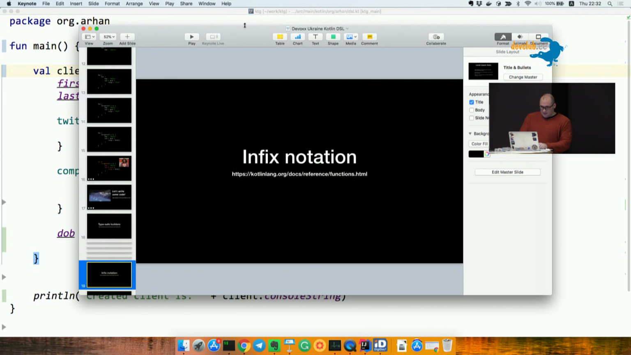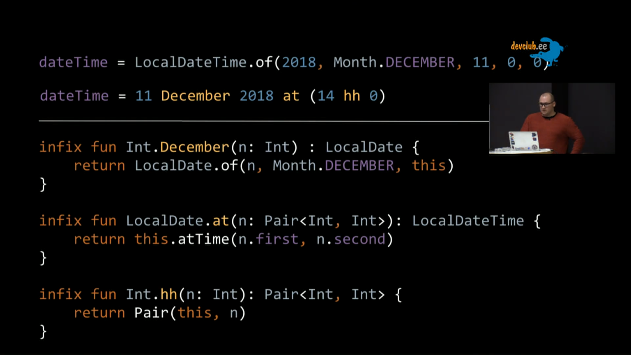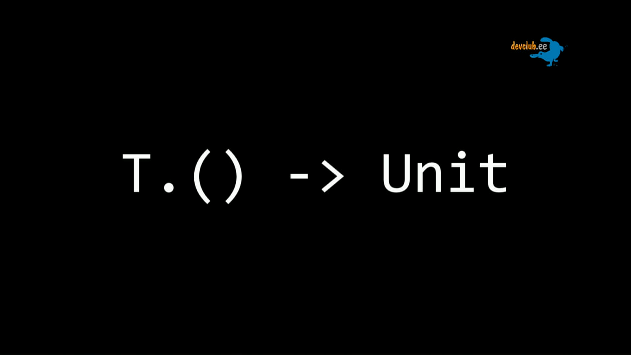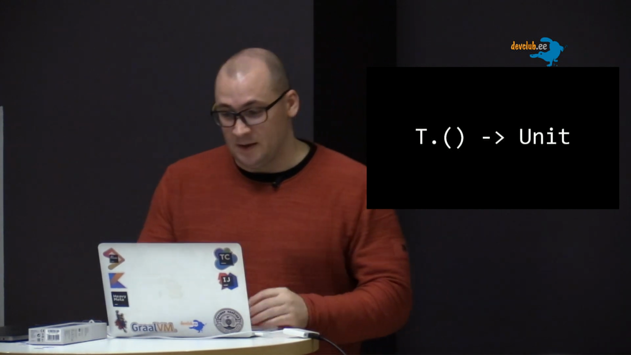So today, if you did not understand anything of what I was saying, then remember this thing. In Kotlin, there is lambda with receiver, a language construct, basically syntax sugar. It looks like this, and it's very useful for creating DSLs.